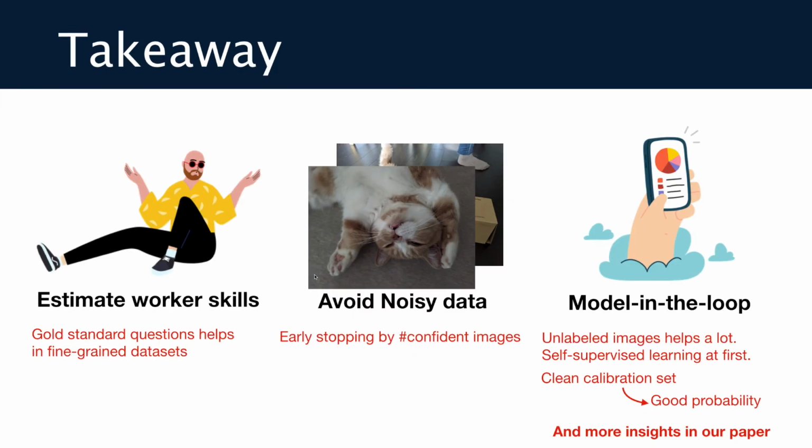To summarize, we find that gold standard questions help in fine-grained datasets. We can perform early stopping by the number of competent images. Unlabeled images and self-supervised learning help a lot. A clean calibration set matters. There is even more in our paper.